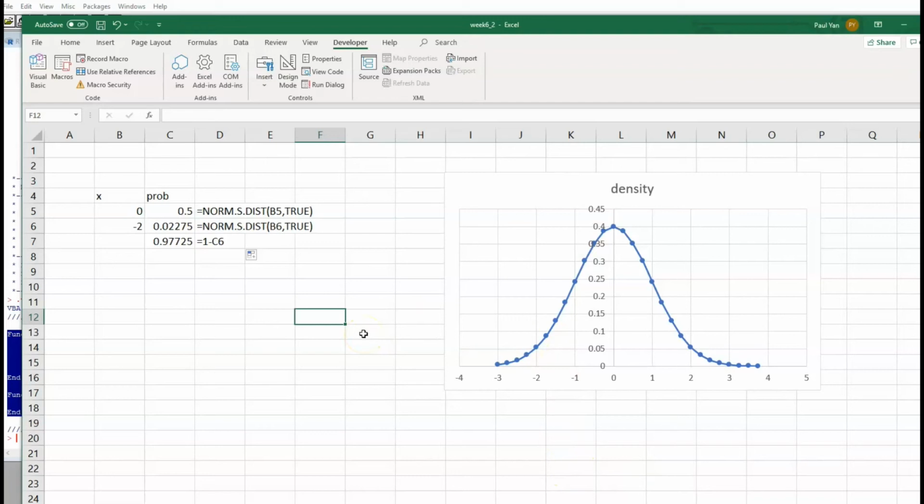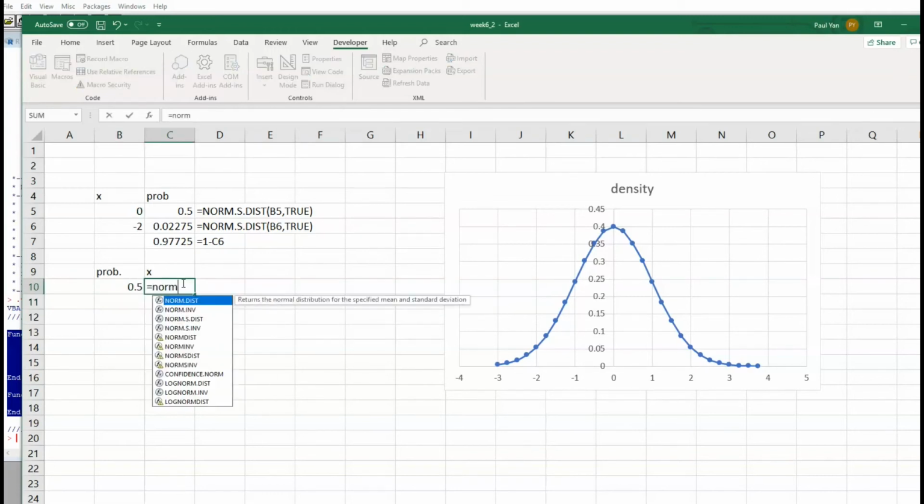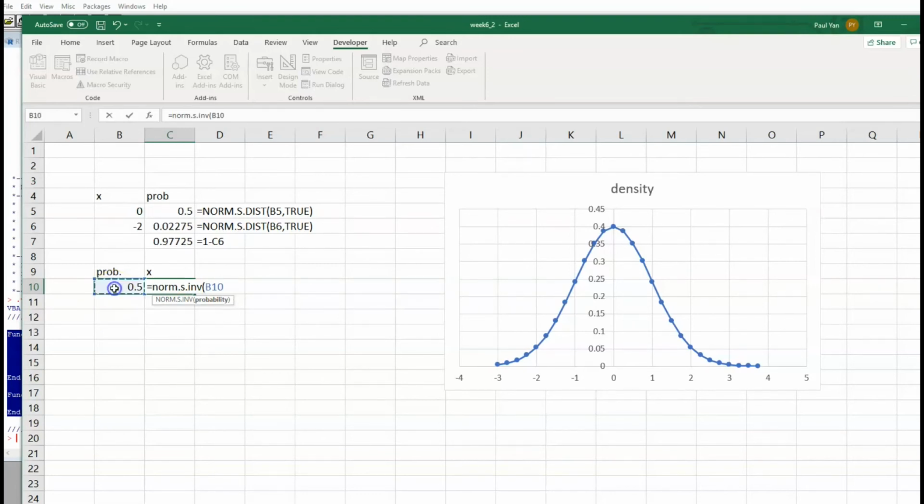Another concept is the inverse. Suppose we say, what is 5%? We know the probability, and we want the corresponding x value. If this is 50%, we know this should be 0. So let's look at NORM.S.INV. This is the inverse function, the opposite of the first one. Given the probability, we should get 0.